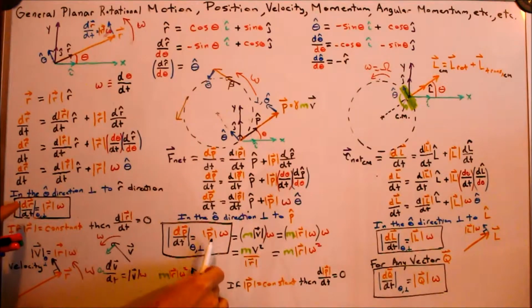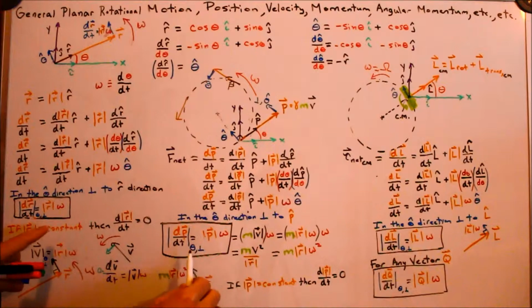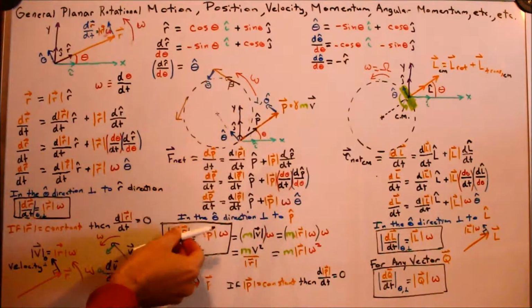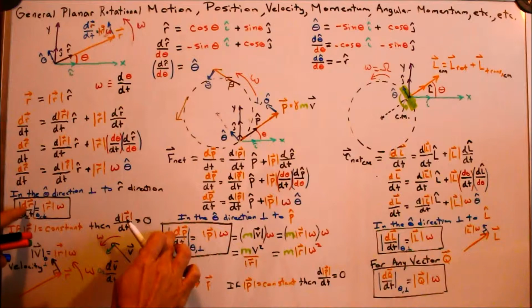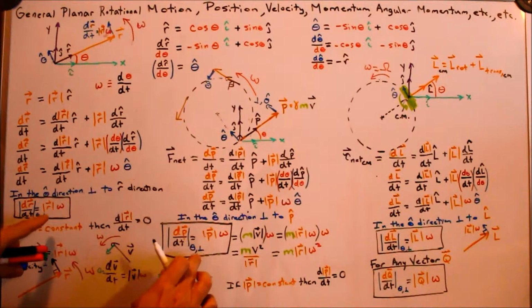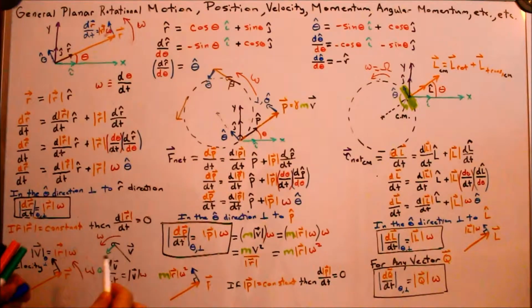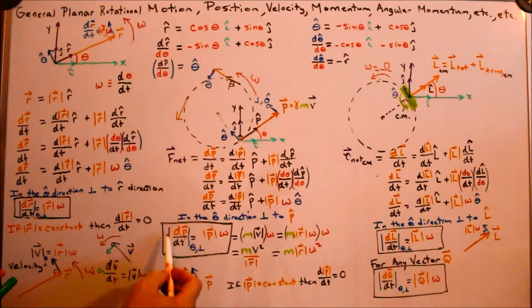So for a vector which is rotating, the rate of change with respect to time, in the perpendicular or theta direction, is just the magnitude of whatever vector it is. If it's r, it's r. If it's p, it's p, times omega. So here's my p vector, and perpendicular to it is the rate of change of p, which is going to be useful for things like finding the net force on it.